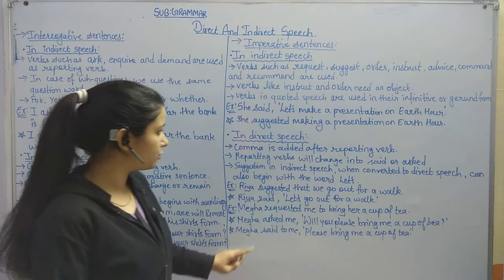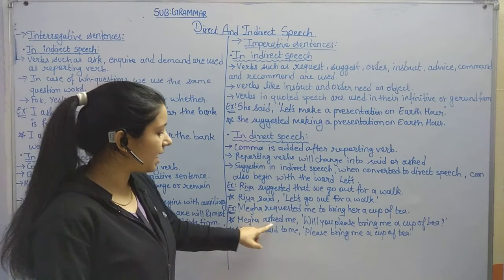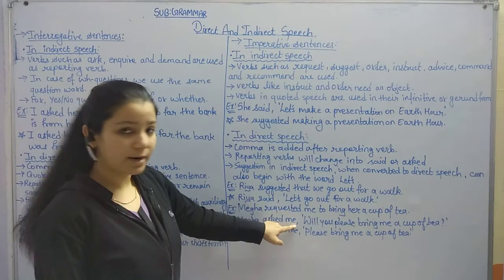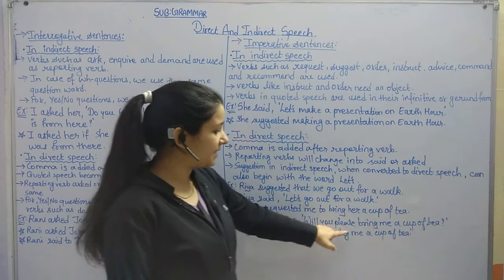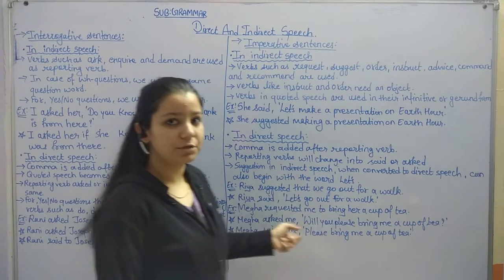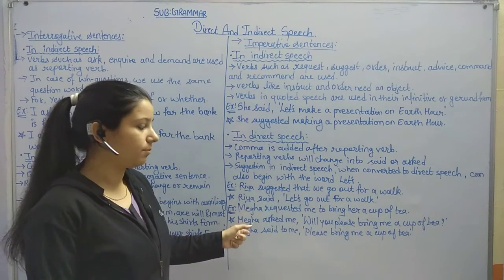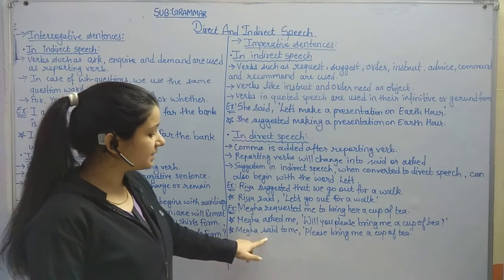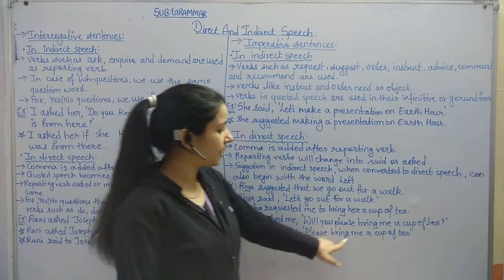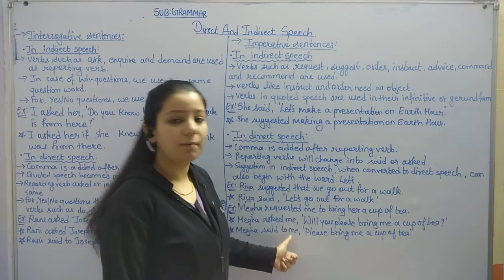Now while changing into direct, we will write Megha asked me, comma, inverted comma, will you please bring me a cup of tea? We have written it in interrogative form. Next is Megha said to me, please bring me a cup of tea, which is in imperative form.